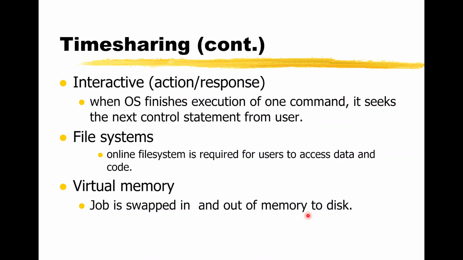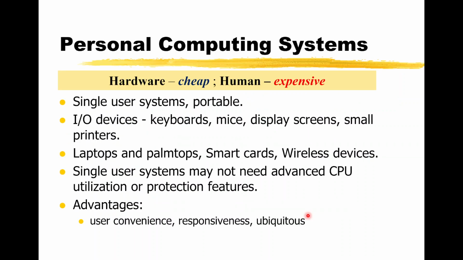Then we have the virtual memory. Now the job is swapped in and out of memory to disk. So during time sharing, the concept of virtual memory comes in, and we'll discuss more on virtual memory. So the job is swapped in and out of memory to disk. Virtual memory, remember, is the main memory where time sharing is working, which is usually the RAM, the main memory.